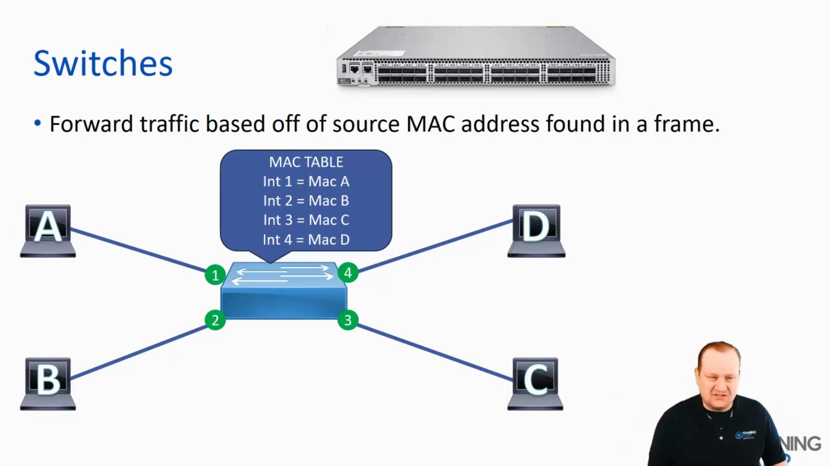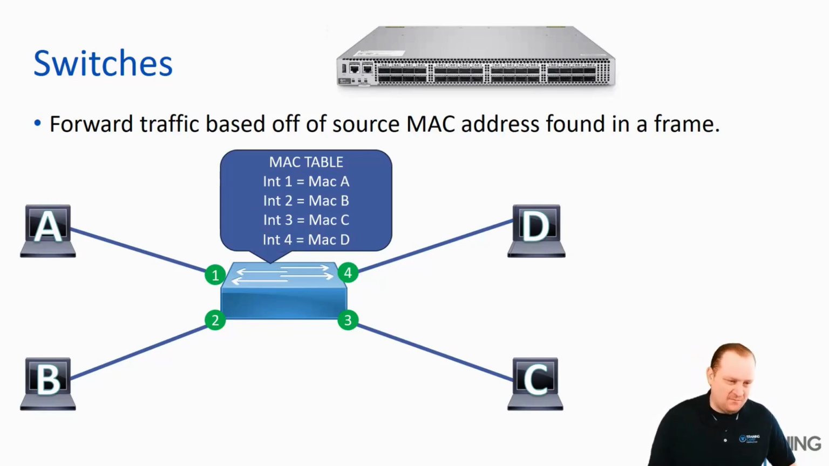Inside this switch is something called a MAC address table, sometimes called a CAM table, which is just MAC backwards. The MAC table, the CAM table, keeps track of which computers are connected where. So computer A is connected to port number 1, and you can see that in its table. Interface number 1 is connected to MAC address A. Interface number 2 is connected to B, interface 3 is connected to C, interface 4 is connected to D.